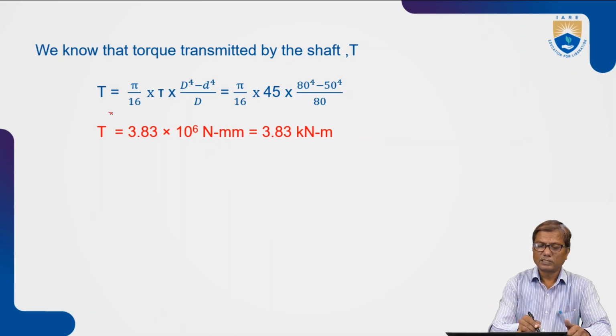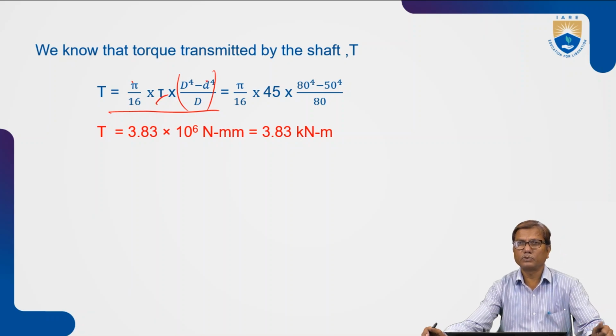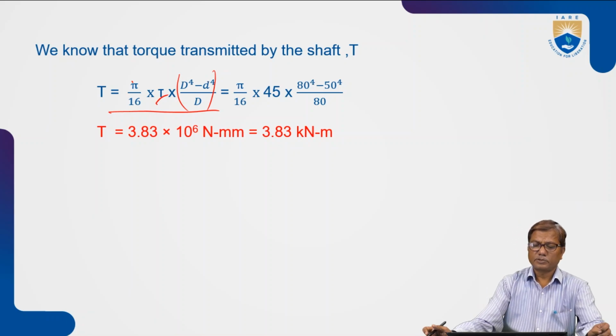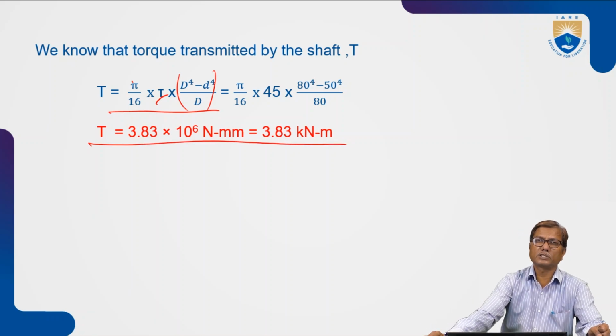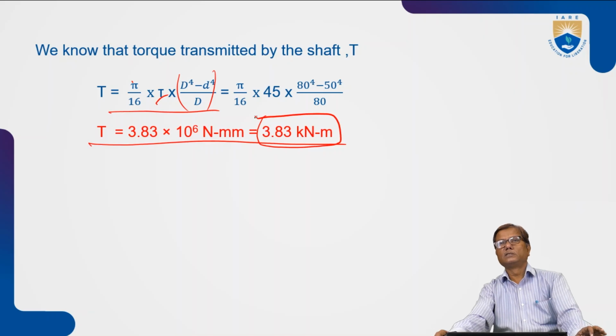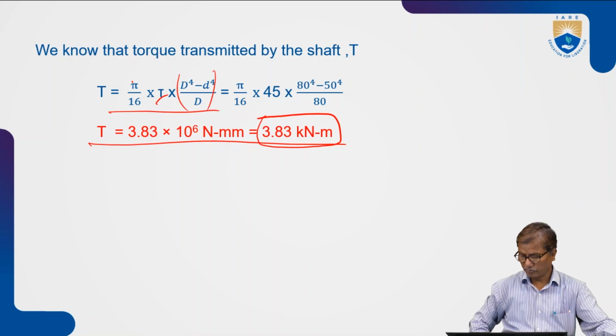Yes, this is the formula. Tau into pi by 16 capital D power 4 minus small d power 4 by D. Substituting the values, we will get the torque as 3.83 into 10 power 6 Newton millimeters, but we express that in kilonewton meters. So it is 3.83 kilonewton meters. That is the torque the shaft can transmit for the given data.